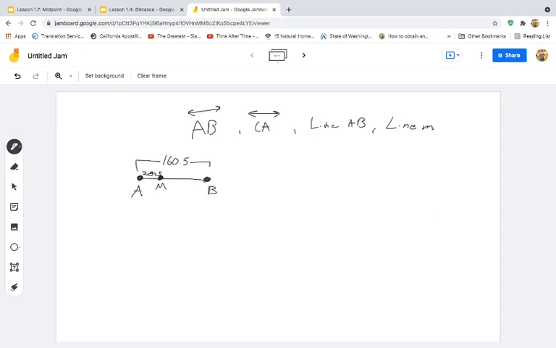All right, well, just like last time, we have 160.5 for the whole thing. We have 28.5 for A and M. And so we're really just trying to figure out what the distance is between M and B here. So if we do 160.5 minus 28.5, in the end, we're going to get 132 miles.